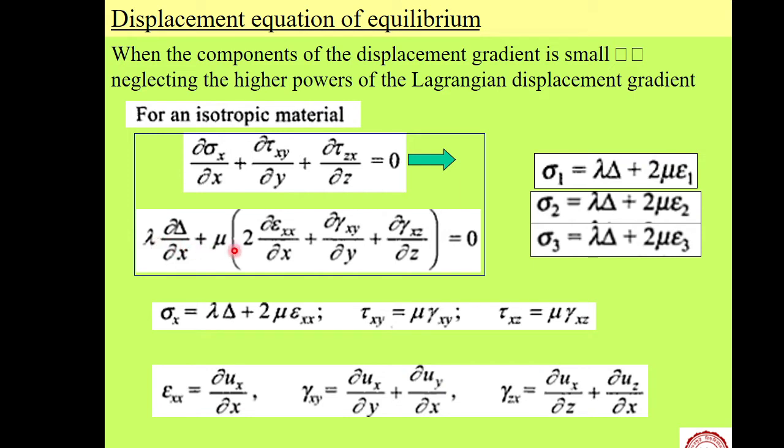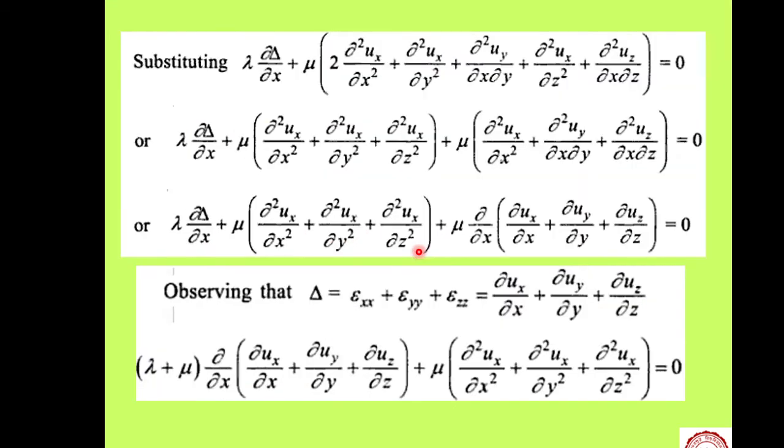In this equation, the terms it contains are the strain terms. So here we will substitute the strains by the displacements. What will we get from here? This delta is, as you know, epsilon x plus epsilon y plus epsilon z, and epsilon x is del ux del x. This is also known to you. So what will happen if we substitute the strain displacement relation in this form of the equation of equilibrium? Then we will get this equation.